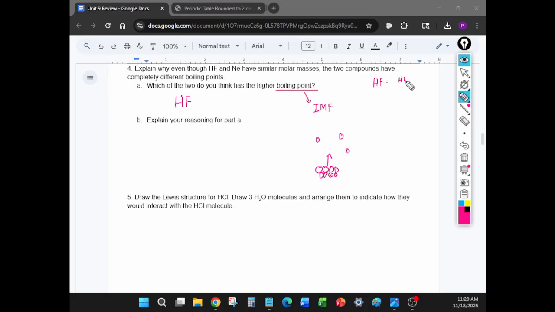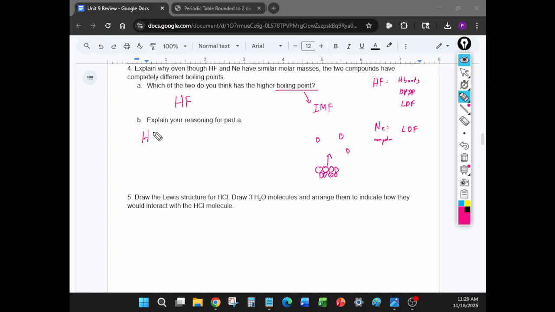H bonds, which means they have the rest of them as well, right? It has dipole, and it also has London dispersion forces. If you look at neon, though, what's the intermolecular forces neon experiences? Yeah, only London dispersion, because neon is a noble gas. It is nonpolar. So that is your reasoning.